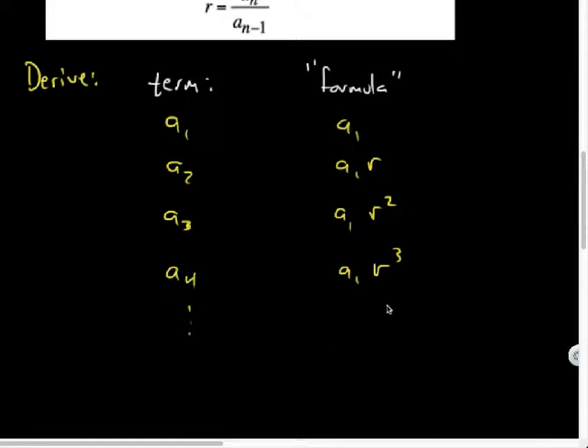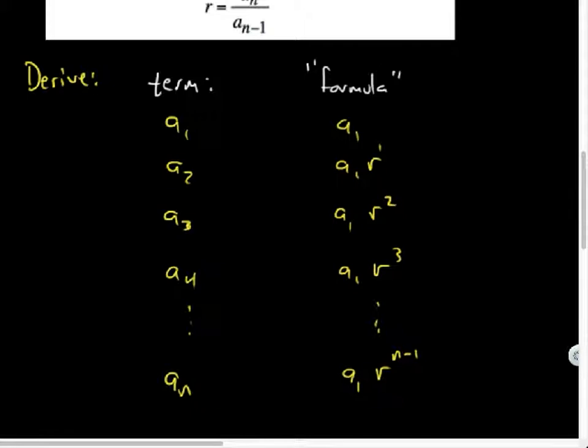So if this pattern was to continue, what would the nth term be? A sub 1 times r to the n minus 1th power, right? Because when this was 4, this was 3. When this was 3, this was 2. This was 2, this was 1. And when this was 1, you could technically have viewed this as r to the 0, which was equal to 1, having no effect on a sub 1. So it looks like we've just discovered our nth term of a geometric sequence formula.